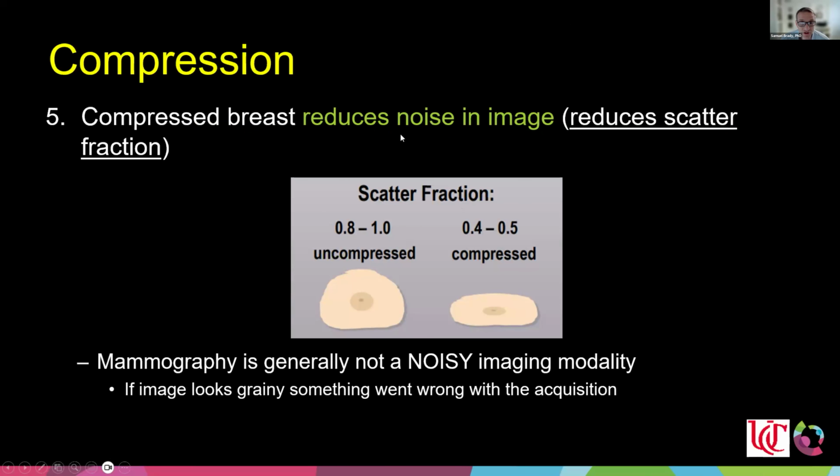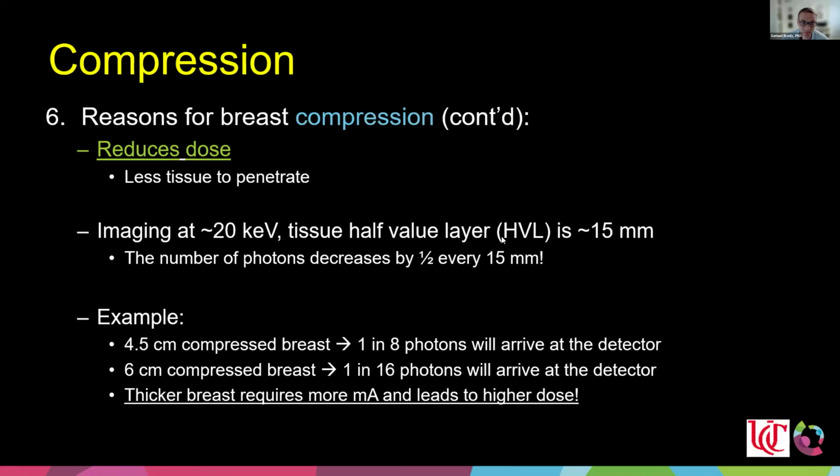Additionally, compression reduces the amount of scatter in the image. If we have a more compressed, thinner anatomy, we generate less X-ray scatter. Less X-ray scatter means the image is cleaner and easier to review.